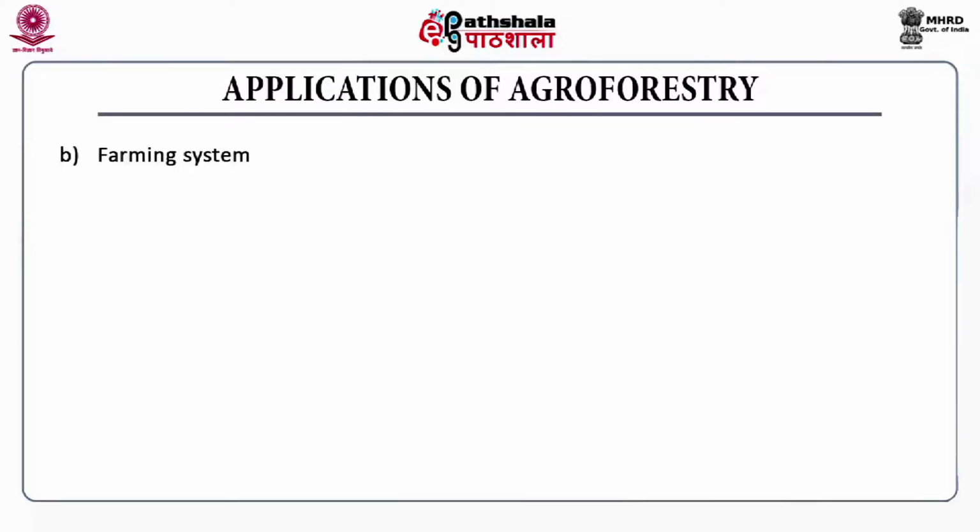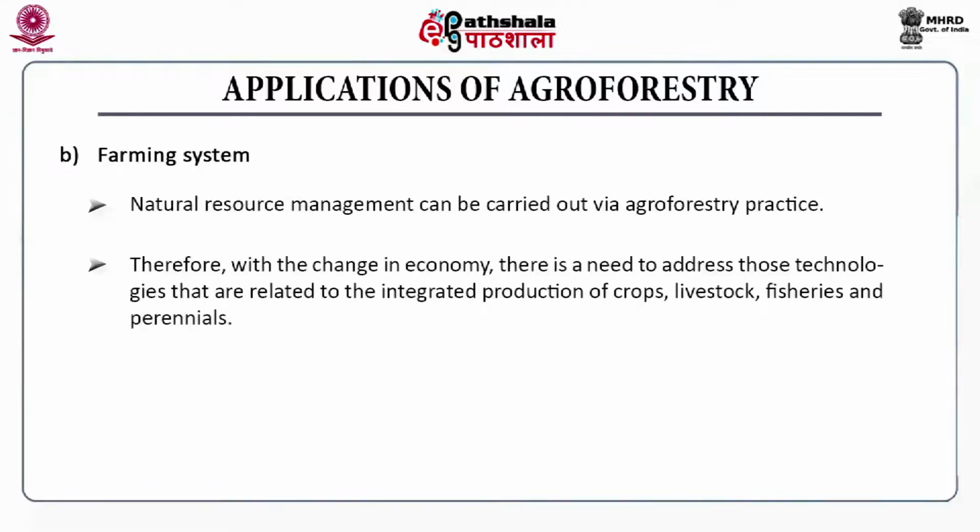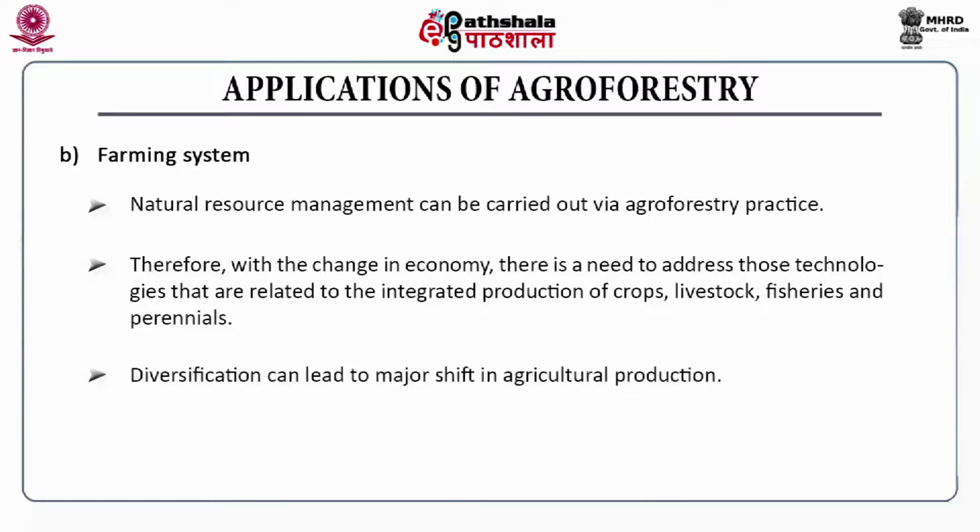Next application is farming system. Natural resource management can be carried out by agroforestry practice. Therefore, with the change in the economy, there is a need to address those technologies that are related to the integrated production of crops, livestock, fisheries and perennials.